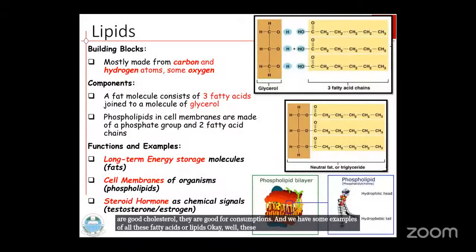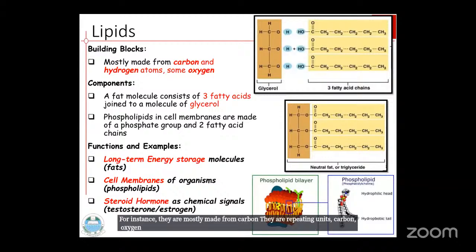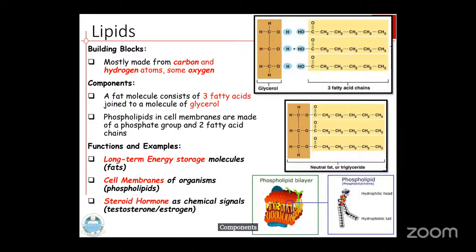Okay, so this slide elaborates more on lipids. For instance, they are mostly made from carbon, oxygen, and hydrogen repeating units. Like we have some oxygen components. Like I said, 3 molecules of fatty acids and glycerol.